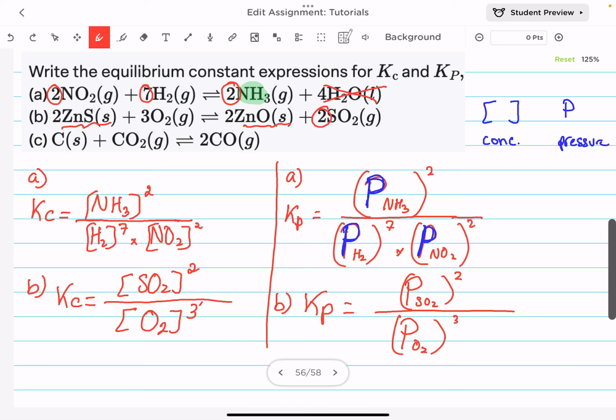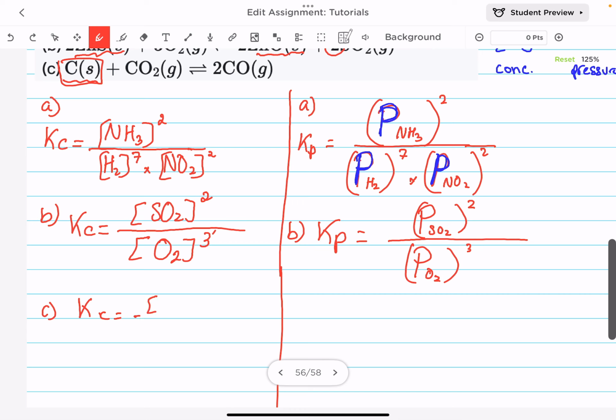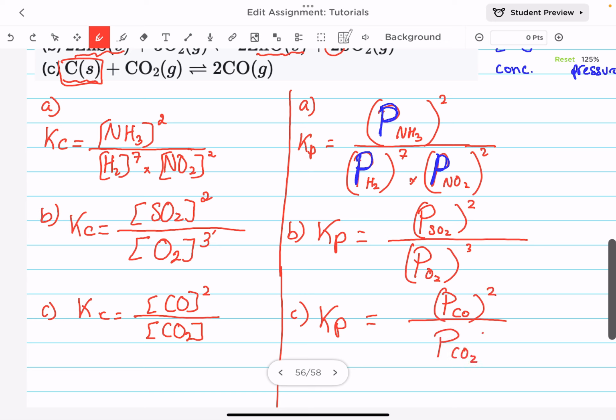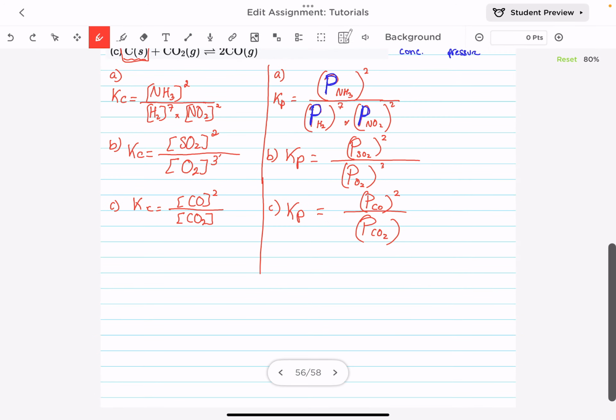Now the last example, Kc. This will not be included in the formula of Kc because it is solid. So it is the concentration of CO squared divided by the concentration of CO2. And here, the equilibrium constant expression for pressure would be pressure of CO squared over pressure of CO2. And that's it.